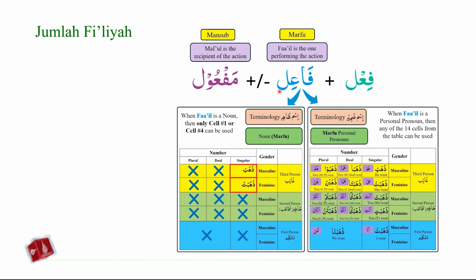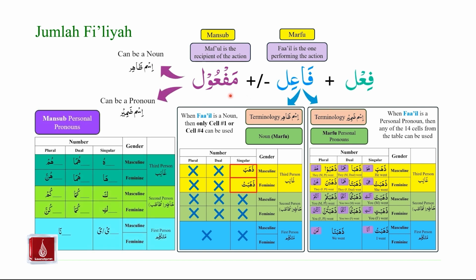Similar to Fa'il, Maf'ul can also be either a noun, in which case it is called ism zahir, or Maf'ul can be a pronoun, in which case it will be called ism zamir. The distinction is that in the case of Fa'il, the personal pronoun will be a marfu personal pronoun. And in the case of Maf'ul, the personal pronoun will be a mansoob personal pronoun.